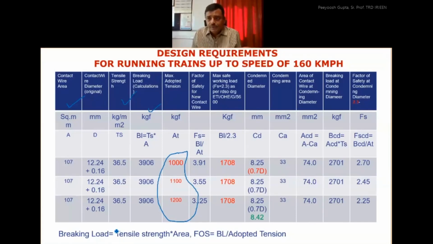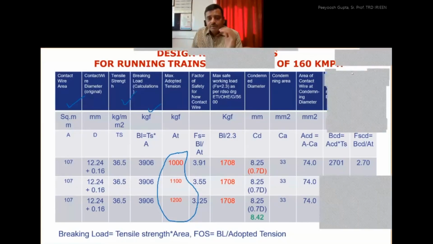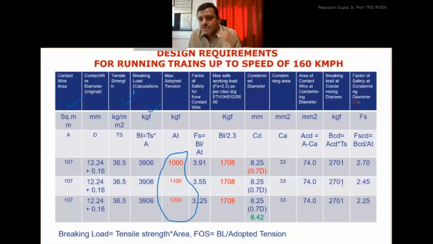Factor of safety means breaking load divided by adopted tension, and then we have to check everything for the worst condition. So what is the worst condition? When the contact wire gets condemned. So condemn size 8.25 is the existing condemnation size.